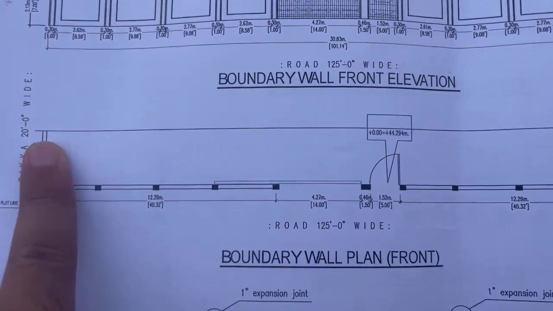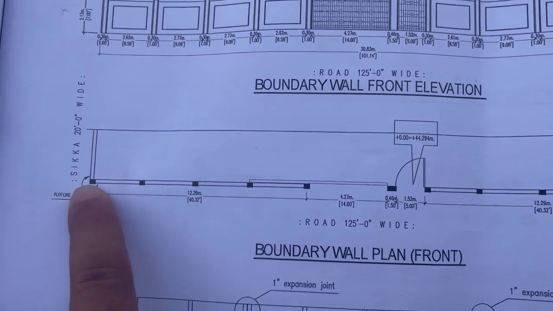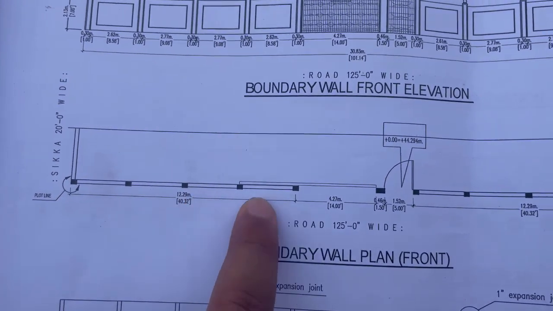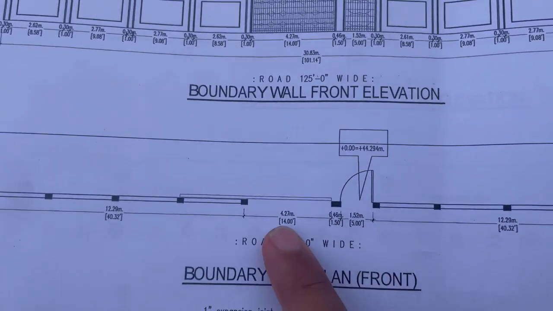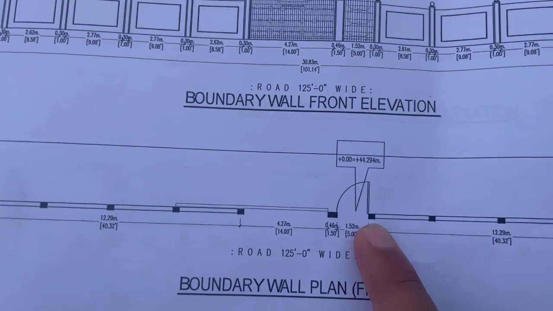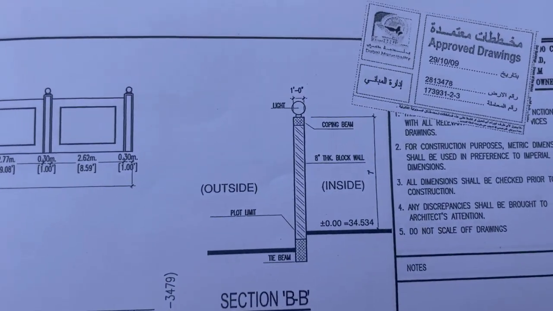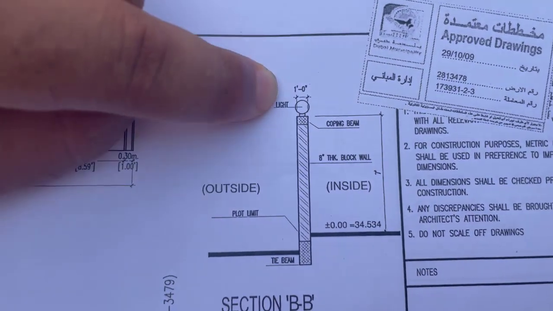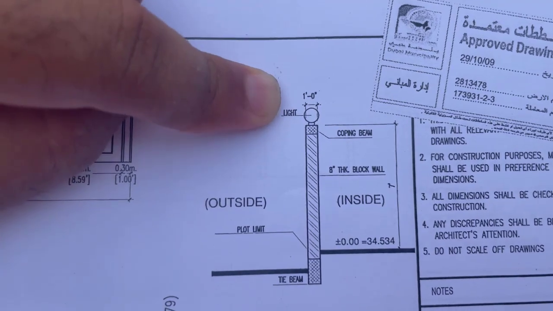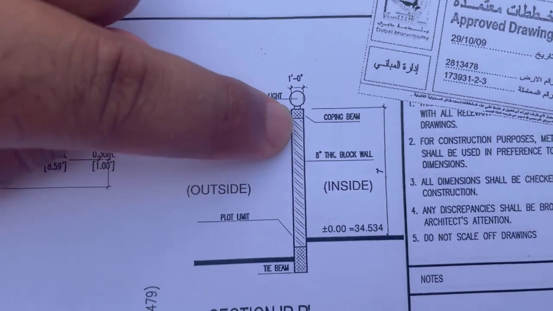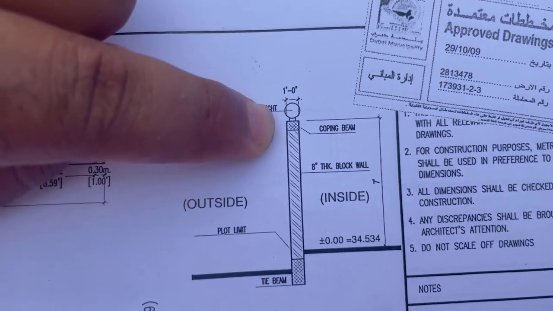So first of all this is our plan yani front for this plan. So these are columns, and this is our main door spacing, and this is the small window. Here we have the cross section which have from the top it's light, 1 feet light, which have round shape, spare shape. Coping beam is top beam we provide on the top of the wall.